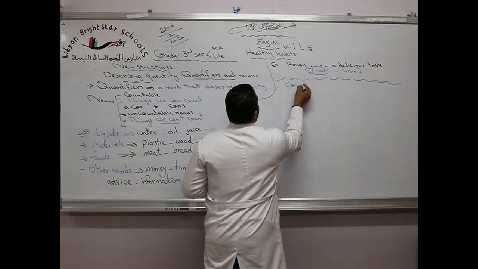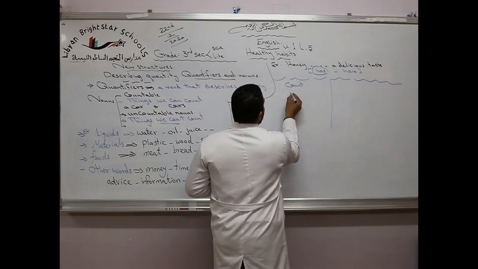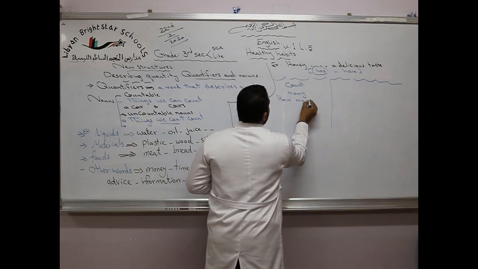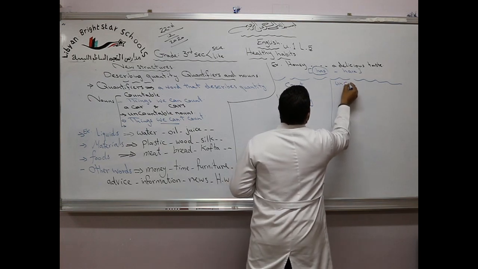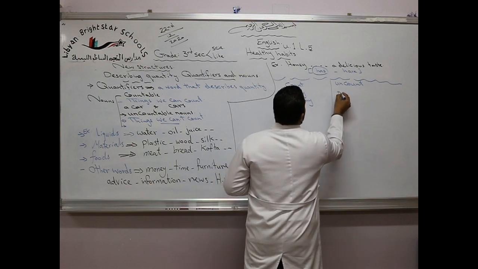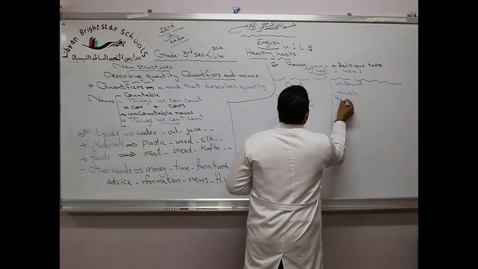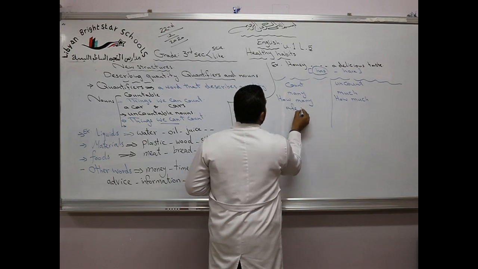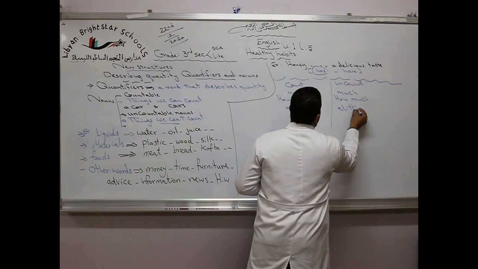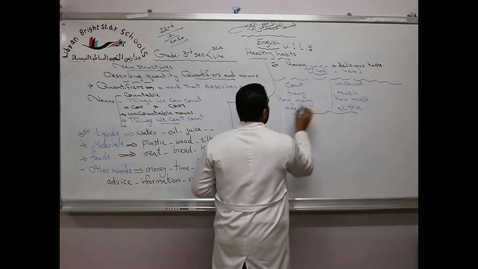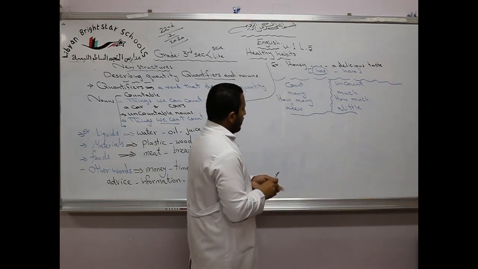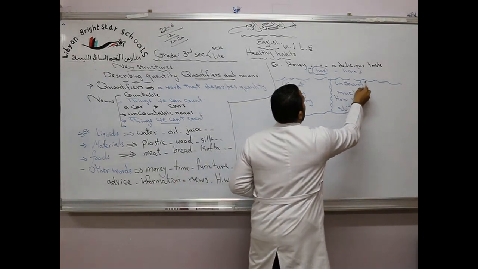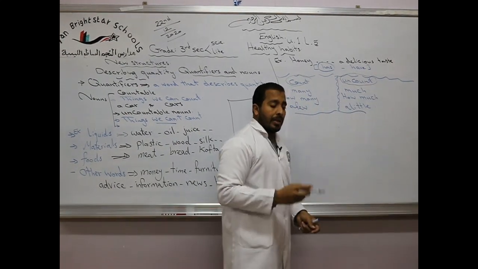With countable nouns, we can use many, how many, but with uncountable nouns, we can use much or how much. Also, we can use a few and a little with uncountable nouns. Again, words we use with countable nouns like many, how many, a few. Words we can use with uncountable nouns: much, how much, a little.